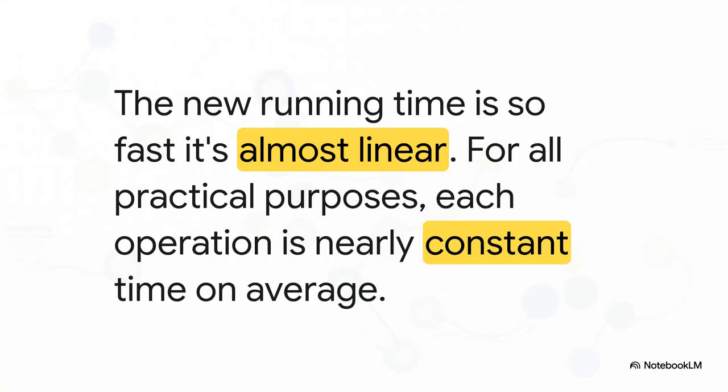So what happened to that awful n-squared performance? It's gone, obliterated. The new running time is so incredibly fast that for pretty much any practical purpose, it's considered nearly constant time for each operation. We went from impossibly slow to don't even think about it fast.